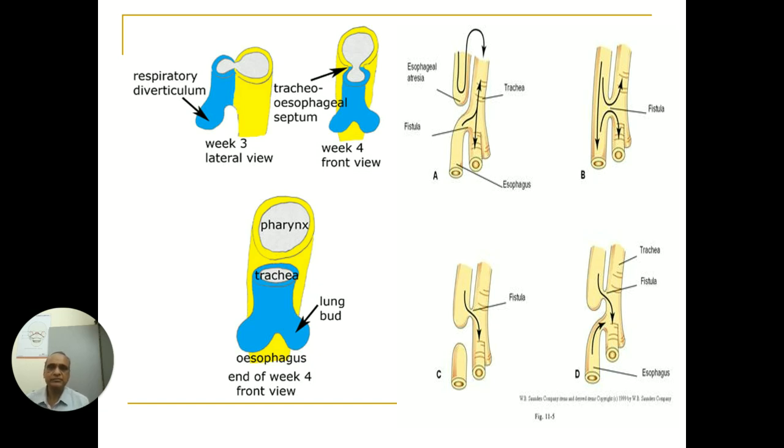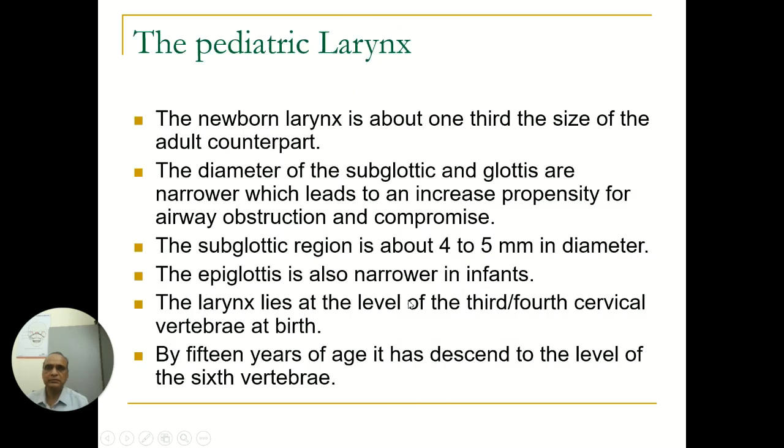It is completed by the period of organogenesis by 4 to 6 weeks. So there are some congenital anomalies possible, that is called tracheoesophageal fistula, with some types. Out of this, 1, 2, 3, 4, four types have been described. When we really come to the topic proper, we will read in detail. Before that, we need to know the difference between adult larynx and pediatric larynx, a very important aspect.